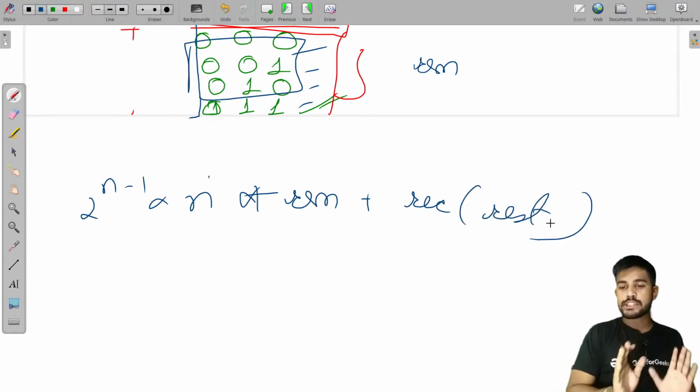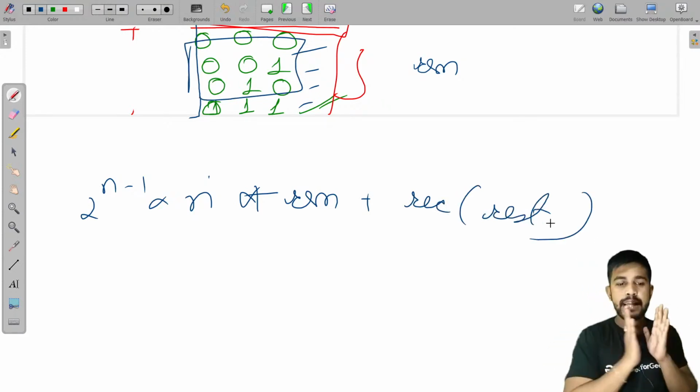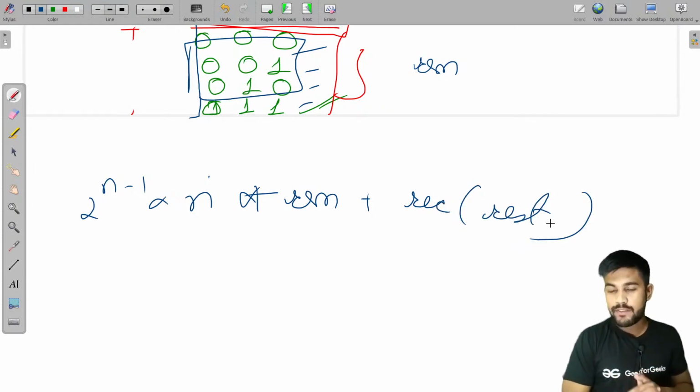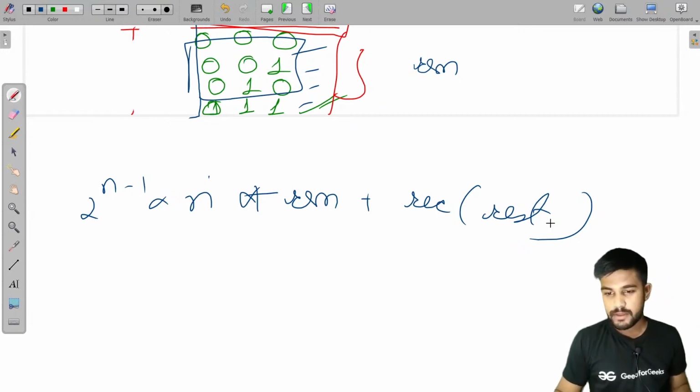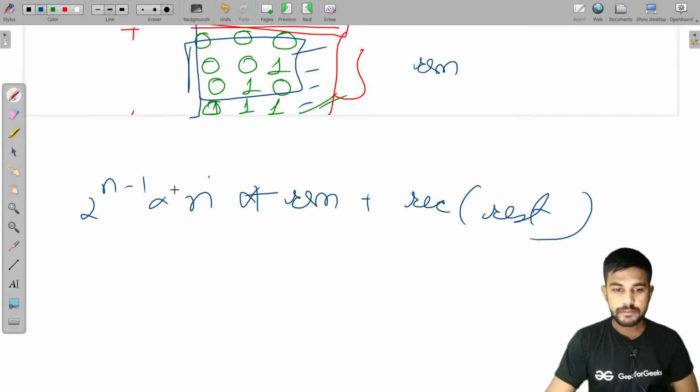Okay, am I clear till this point or not? Can I have a quick +1 in the chat that I am clear till this point or not? Just let me know if I am clear till this point or not. Okay, I don't know what is the problem today. No one is replying. Okay, so we would move forward with the approach.